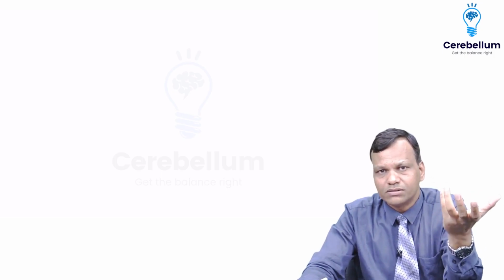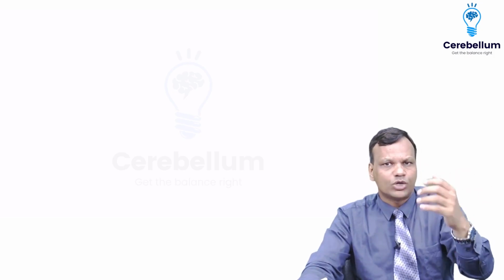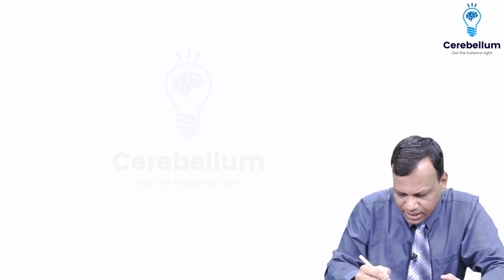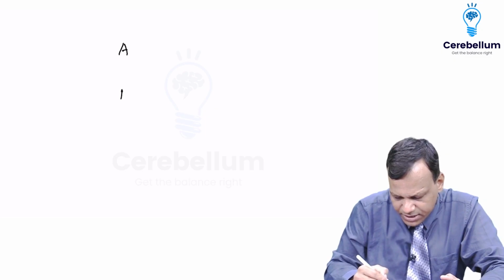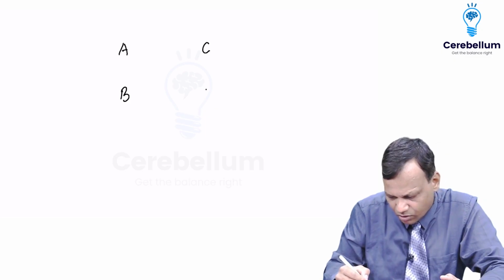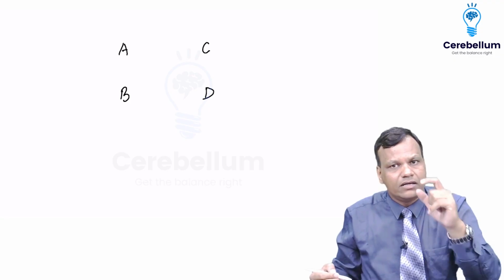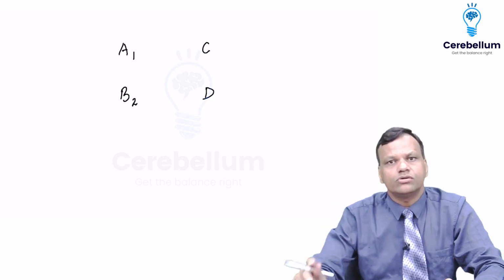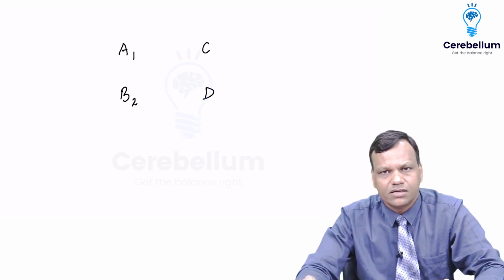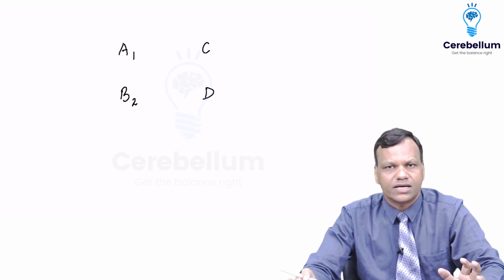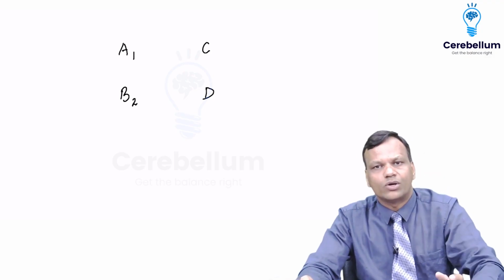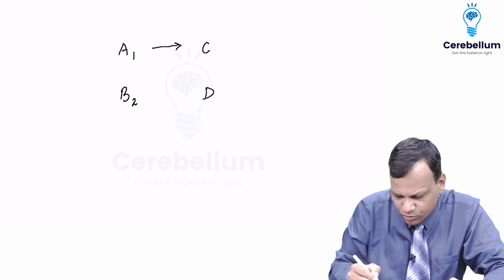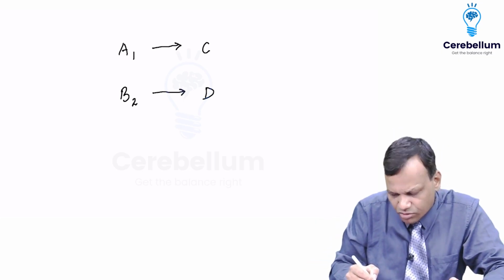So the first question is how to remember which receptor causes vasoconstriction and which receptor causes vasodilation. How to remember? For remembering that, we need to go back to nursery class. What we were taught in nursery class was ABCD. And we were also taught counting 1, 2. So if you remember ABCD and counting 1, 2, and just put the arrows now, that will solve your question.